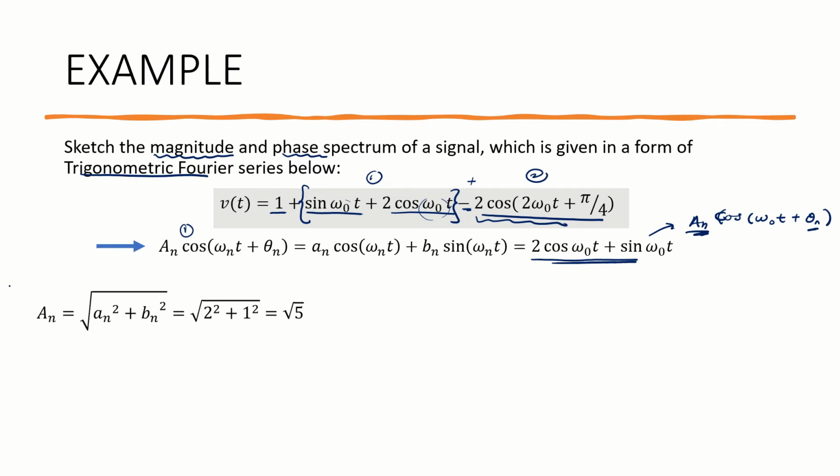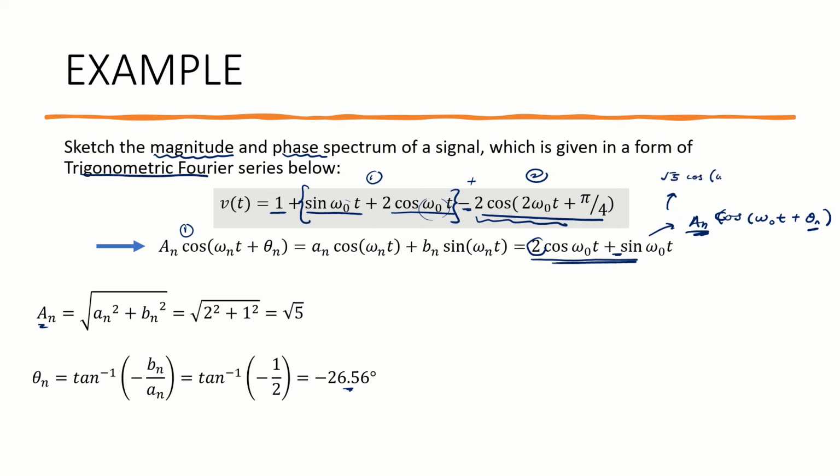To find the value of A_n, the amplitude here says that a_n is 2 and b_n is 1. So 2 squared plus 1 squared, therefore it's going to be the square root of 5. And the value of phase is going to be tangent inverse of minus b_n over a_n, so the value of b_n is 1, divided by 2, therefore the value of your phase is going to be minus 26.56 degrees. So this will be square root of 5 cos(omega naught t minus 26.56).